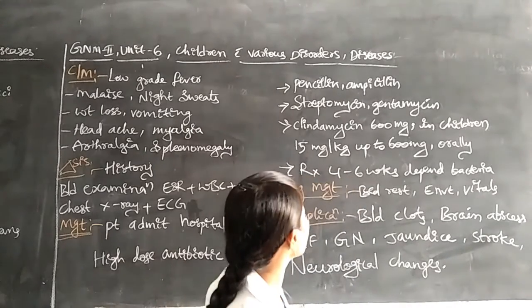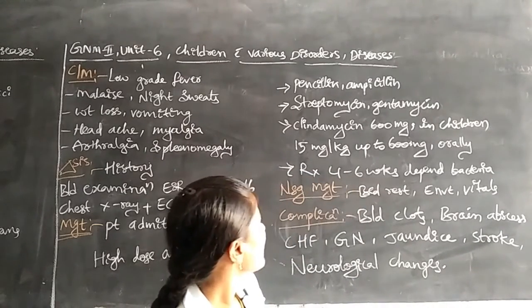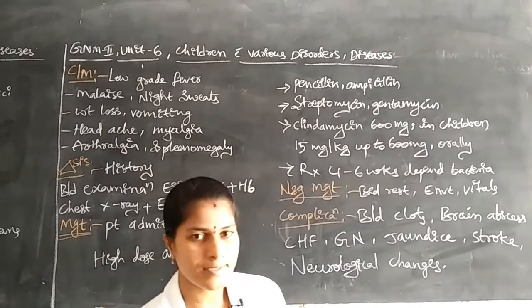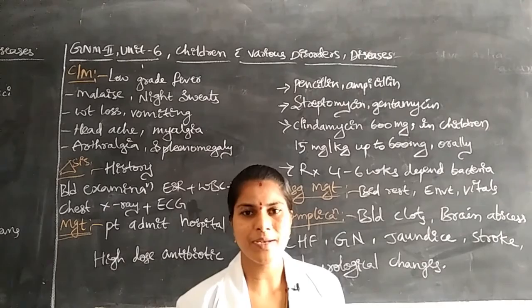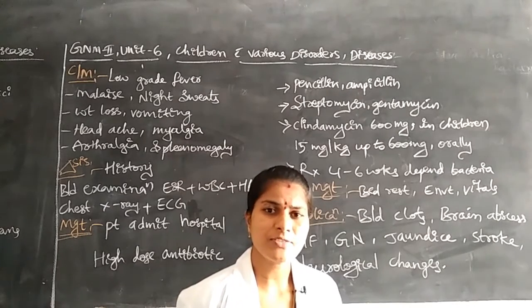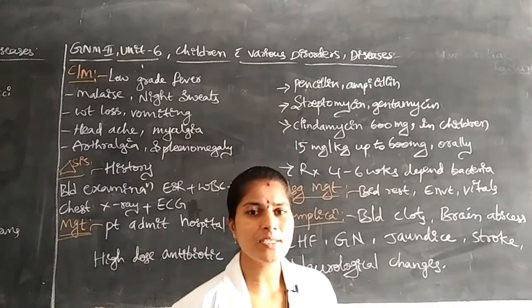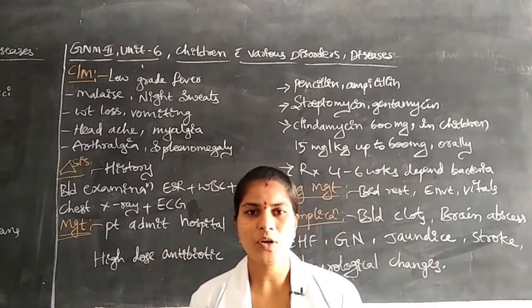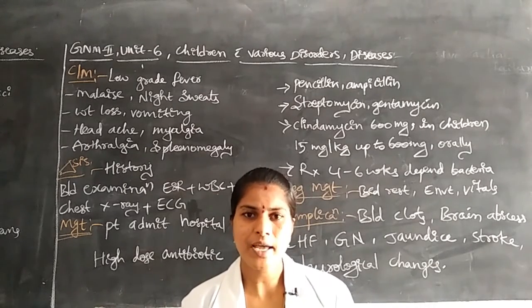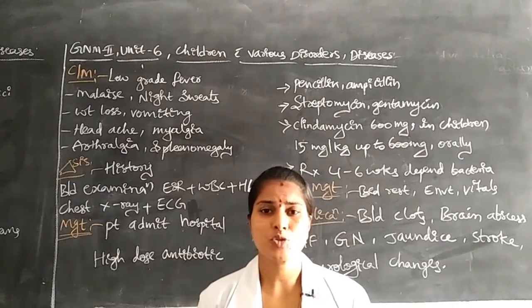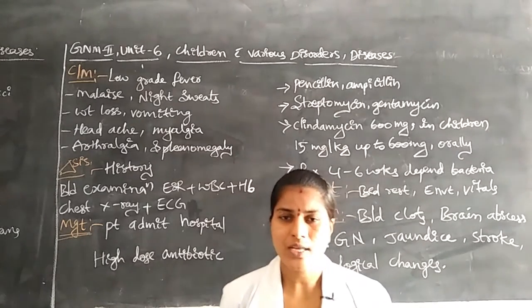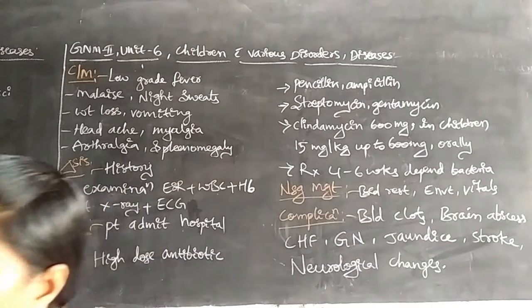First, we have to administer one medicine, that is clindamycin. Especially, clindamycin has a dose of 600 milligrams. In children, we have to administer this drug at 15 milligrams per kg body weight, orally. Clindamycin is suitable for reducing endocarditis in children.